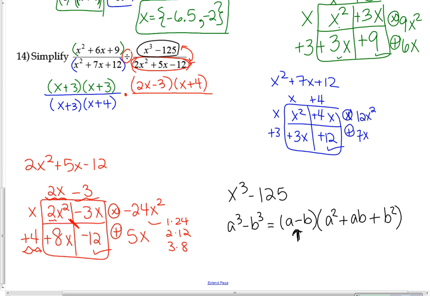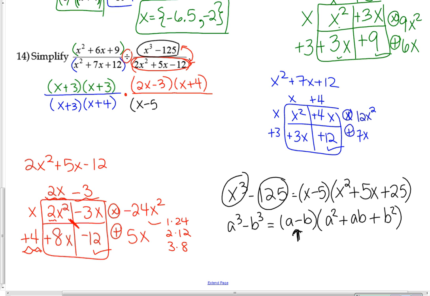So if I want to factor x cubed minus 125, my first factor would be x minus 5 because the cube root of x cubed is x and the cube root of 125 is 5. For my second factor, I'm going to square the x to get x squared. I'm going to multiply 5 times x to get 5x, and I need to make that the opposite sign. And for my last term, I'm going to square the 5 to get positive 25, and that last term is always positive. So down here, I have x minus 5 times x squared plus 5x plus 25. Now I'm finally ready to reduce.